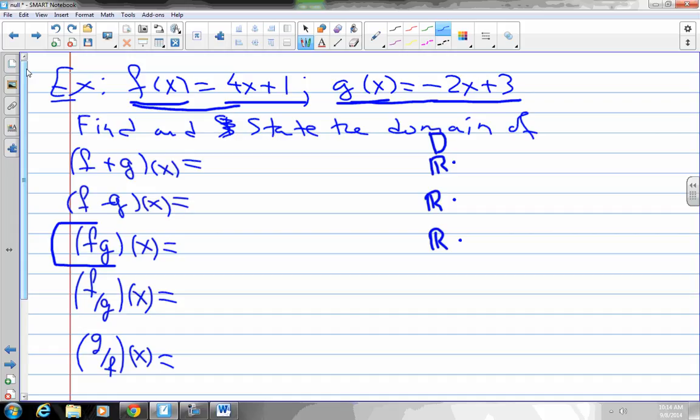So can you tell me what f plus g is? What is this function, f plus g? You just add 4x plus 1 and negative 2x plus 3. You add them together, it's 2x plus 4. Domain, again, is clearly all real numbers, but again, it doesn't matter what it looks like. What did you get for the difference?